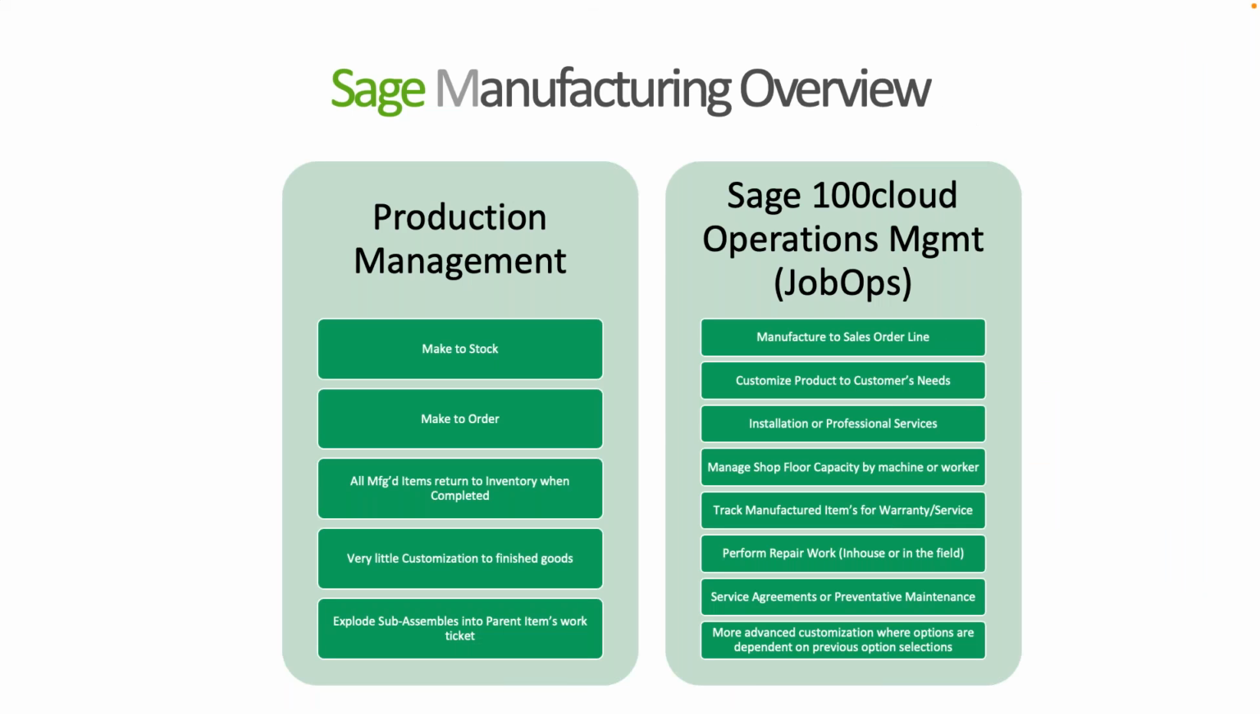So with all those pains and all those benefits, you've got two options with Sage 100. You've got production management and you've got operations management. Work with your reseller or record to identify which one's the best for you, because it requires a discovery and a needs analysis to really make the right choice.